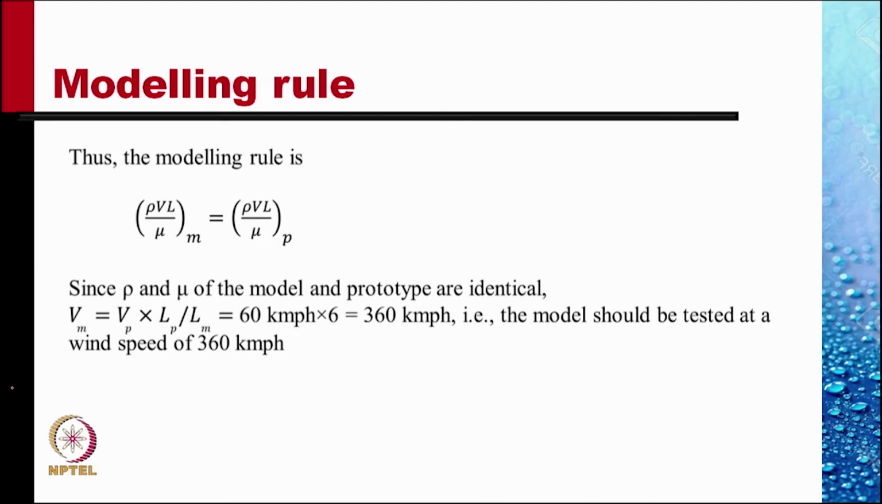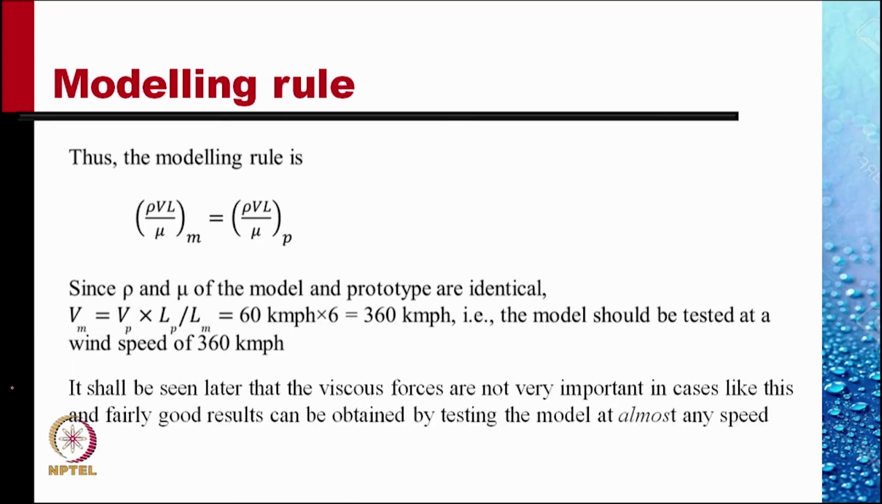Rho and mu for the model and prototype are identical, and so V for the model is V for the prototype times L of the prototype divided by Lm. L for the prototype divided by Lm is the length scale factor, which was given as 6. And since the prototype speed is 60 kmph, the model speed should be 360 kmph. So the model should be tested at a wind speed of 360 kilometers per hour, a rather high speed.